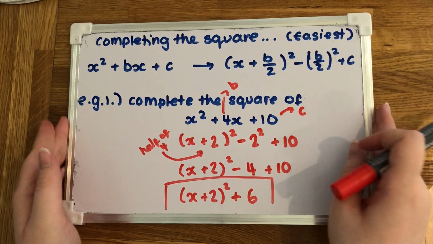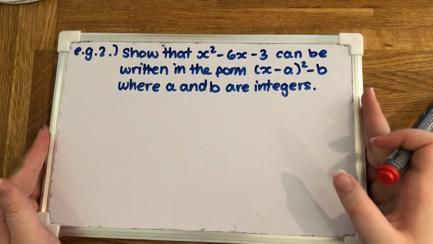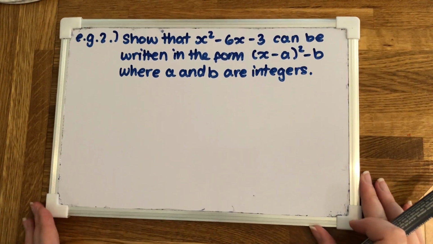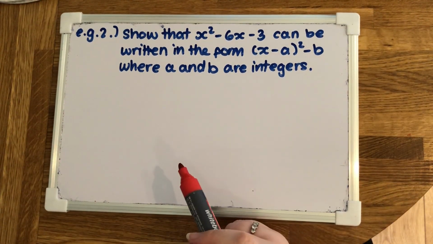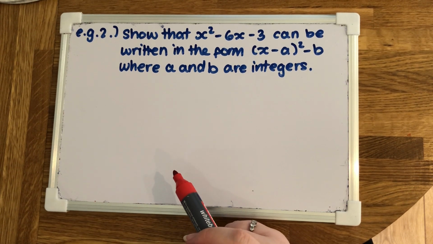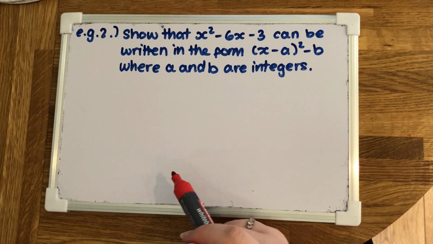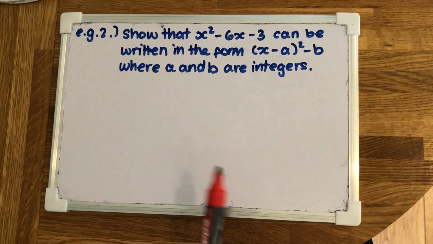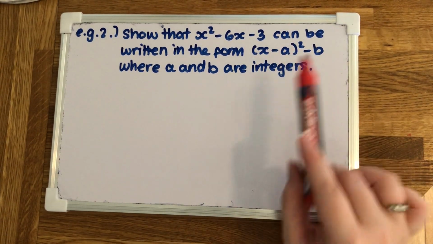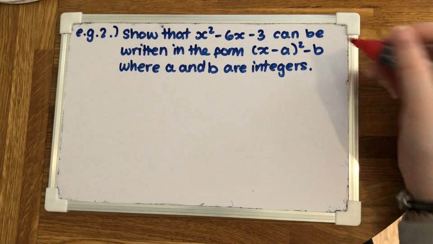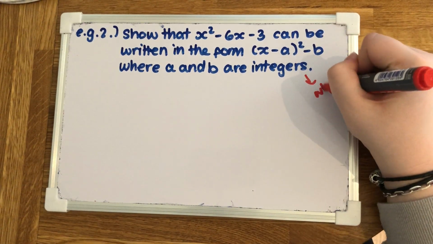Okay, so we're going to do another one. Okay, so these are the questions. Sometimes they write it like this instead. They're not as nice as just saying complete the square. They sometimes say, show that this quadratic can be written in the form of this, where a and b are integers. If you can't remember what integer is, that just means a whole number.